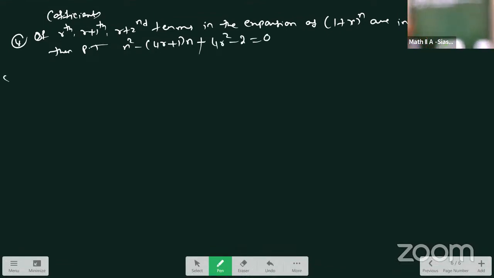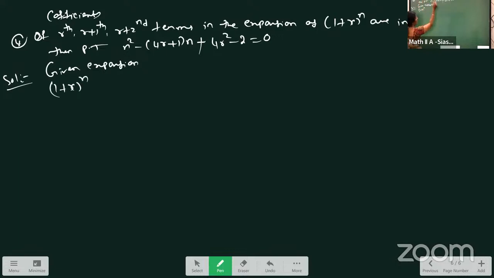So apply the same logic like before, previous question. First take the given expansion. The solution goes like this. Given expansion (1 + x)^n. Whenever coefficients are given in the question, try to expand this. So (1 + x)^n can be expanded as nC0 + nC1 x + nC2 x² + nC3 x³ + so on. As we discussed earlier, the x coefficient is nC1, the x² coefficient nC2, the x³ coefficient nC3.